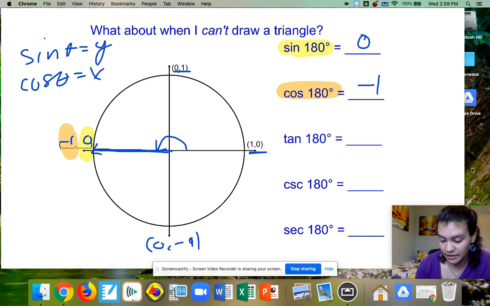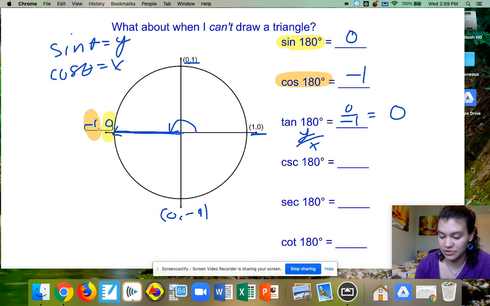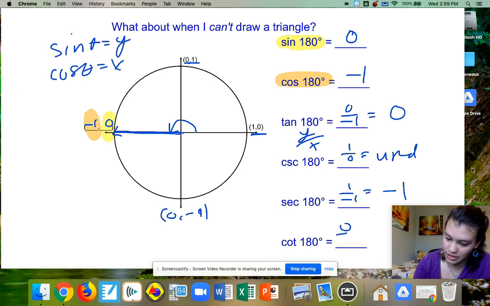And then tangent again is y over x. So if y is 0 and x is negative 1, we get 0. And then if we're going to take cosecant, you take the reciprocal of sine. So we'd get 1 over 0, which is undefined. Secant is the reciprocal of cosine, so you'd get 1 over negative 1, which is still negative 1. And cotangent is the reciprocal of tangent, so this would be 1 over 0 again, or undefined. So if you're at one of the axes, you just need to figure out what is that coordinate and then plug it in.